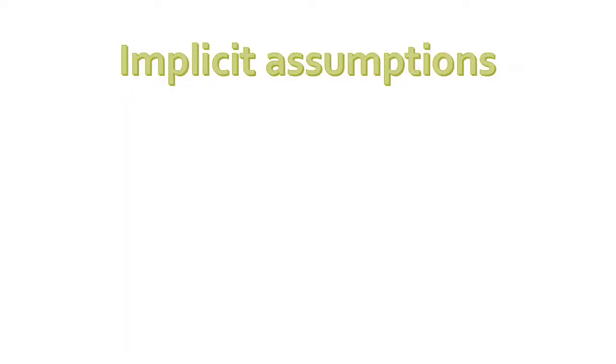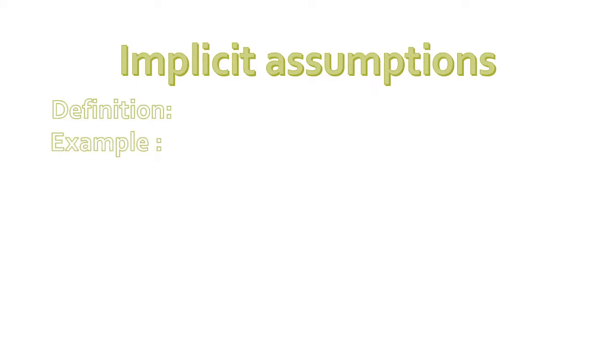Implicit assumptions. Before going further, I would like to give you the definition of the word implicit. Implicit means something written is not directly stated. However, when they write implicitly, clues are given, and readers can figure out what the author is trying to say.